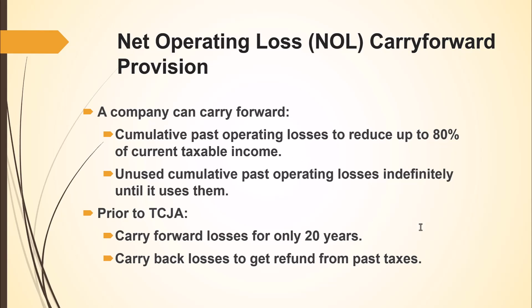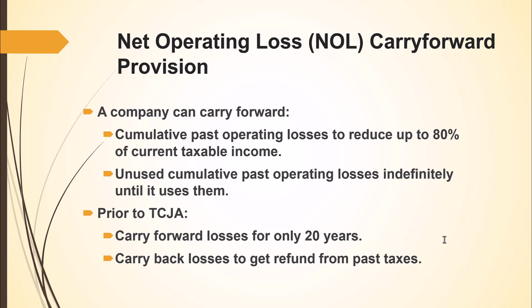What happens if a company has negative profits? So a company can carry forward negative profits into the future. The cumulative past operating losses, we can use up to 80% of that against current income. Any unused piece of cumulative past losses, we can move those forward to offset future profits, however, at this maximum of only 80% of current taxable income.